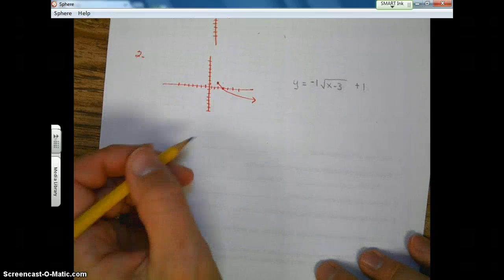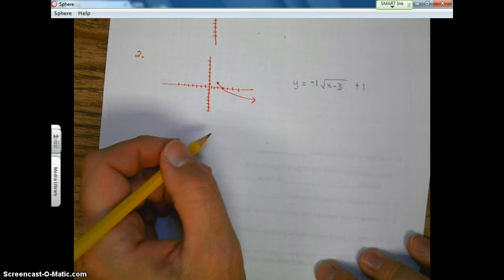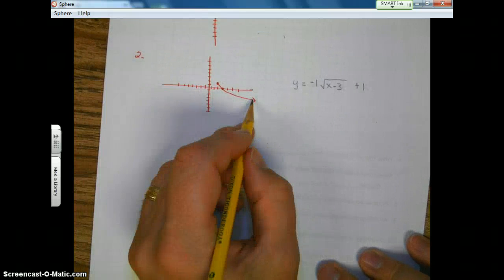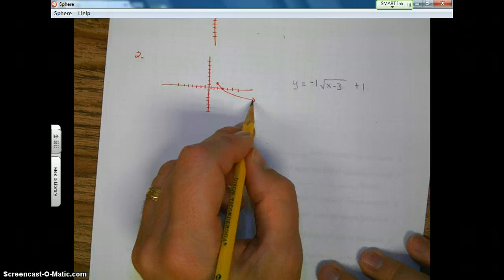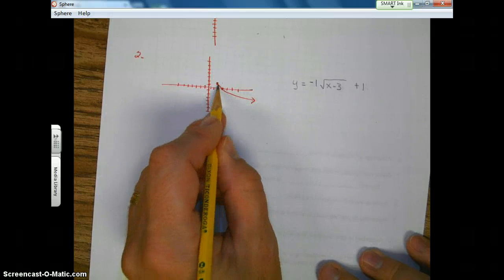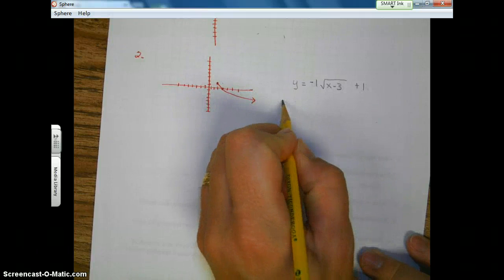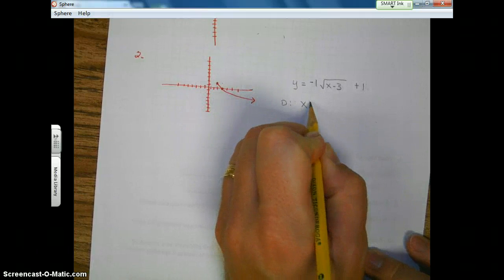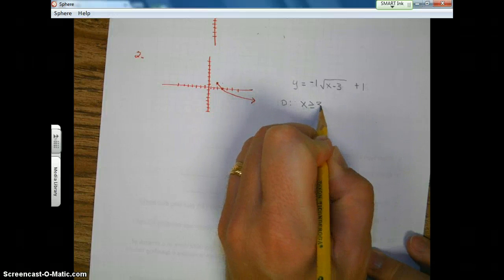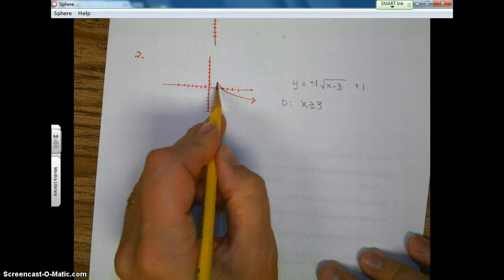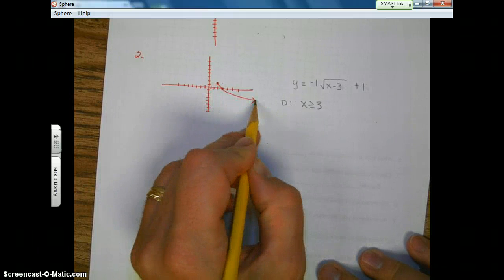Now let's look at the domain. Now the domain, since this is not in context, there's going to be an arrow on the end, and it is going to go to infinity. Okay, so the domain starts at 3 and gets bigger. So for domain, our x values are going to be greater than or equal to 3. So it's starting at 3 and getting bigger.